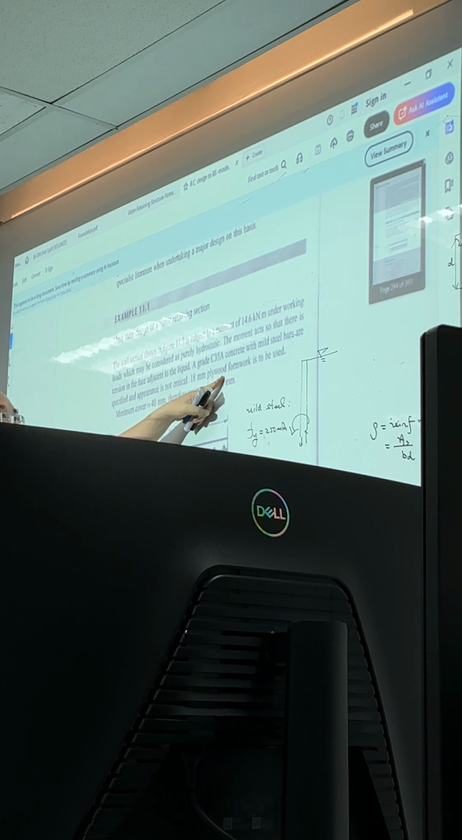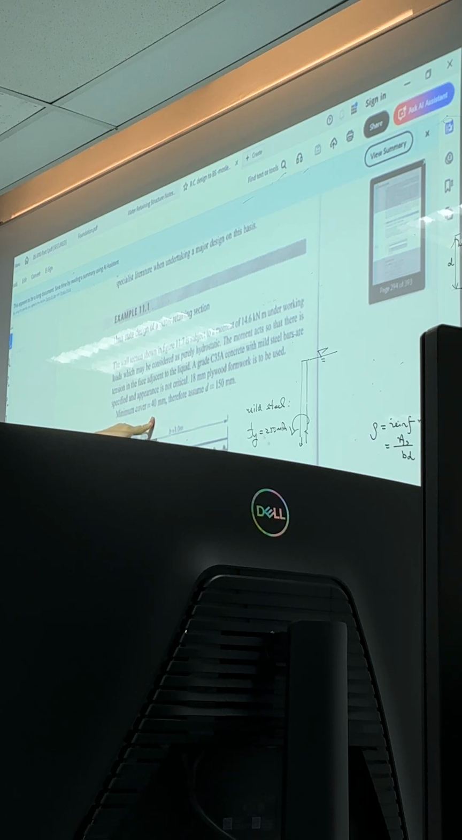So 18 millimeter plywood formwork is to be used. So the formwork is plywood, not steel form. Normally our form is wood form or steel form, right? And this has implications when we come to design for the temperature and shrinkage factor. Minimum cover 40 millimeter, which is quite a fair bit. Normally slab cover is 20 to 25 millimeter, so in this case we have 40 millimeter.